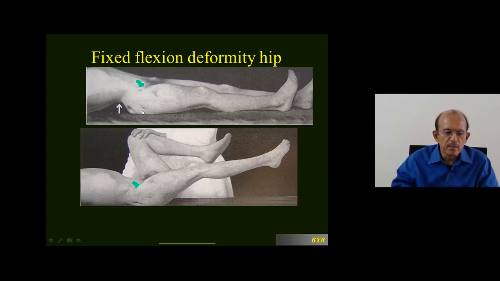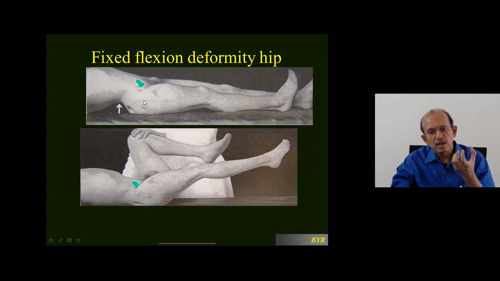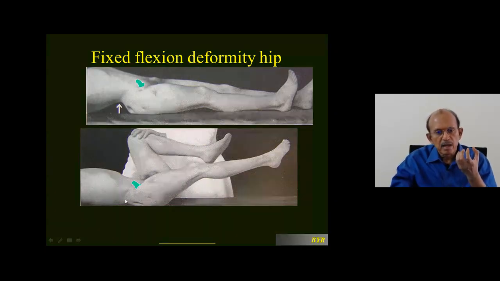Fixed flexion deformity means, I will tell you here. Actually, whenever the psoas major is spastic, it contracts. What happens when it contracts? There will be flexion of the thigh. So when you look at a patient with psoas spasm, you expect the leg to be like this. This is flexion deformity.